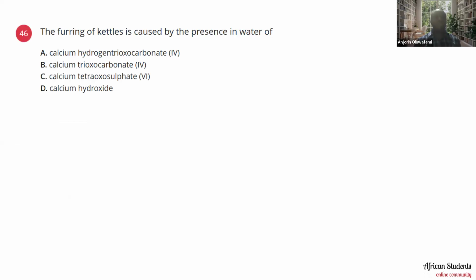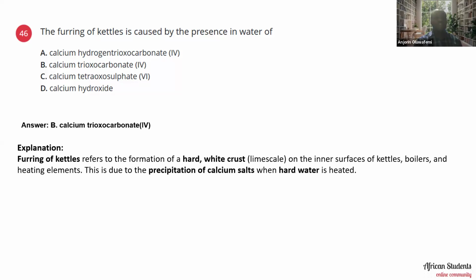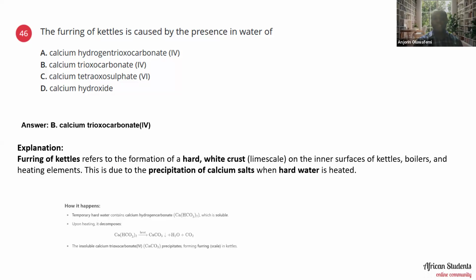The next one says that the furring of kettle is caused by the presence in water of calcium hydrogen trioxocarbonate IV, calcium trioxocarbonate IV, calcium tetraoxosulphate VI, and calcium hydroxide. So looking at the options carefully, the right answer is actually B, calcium trioxocarbonate IV. Furring of kettles refers to the formation of a hard white crust, limescale, on the inner surfaces of kettles, boilers, and heating elements. This is due to the precipitation of calcium salt when hard water is heated.